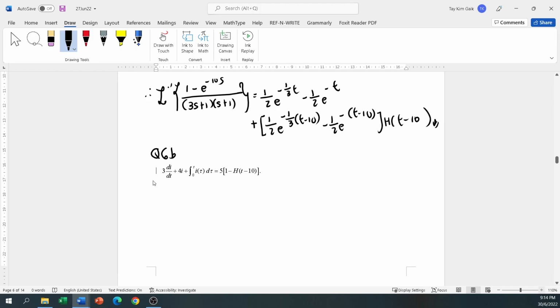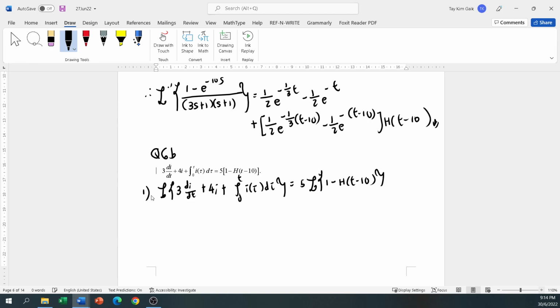Later on we'll take the Laplace transform of 3 di dt plus 4I plus the integral from 0 to t of I tau d tau, equal to 5 times the Laplace transform of 1 minus ht minus 10. I factor out 5.